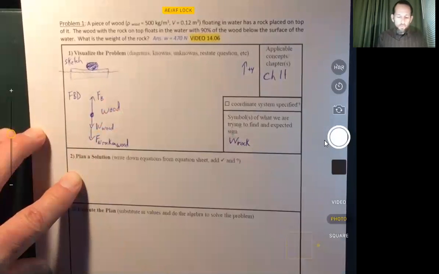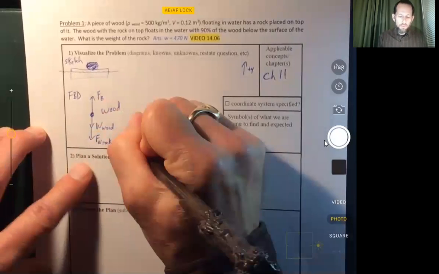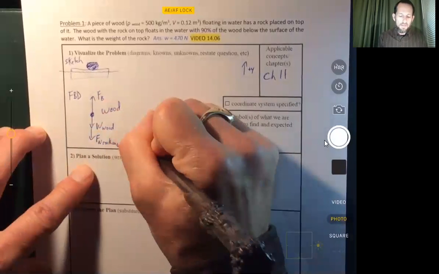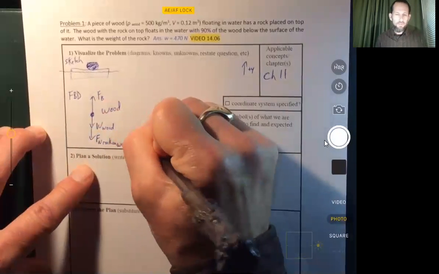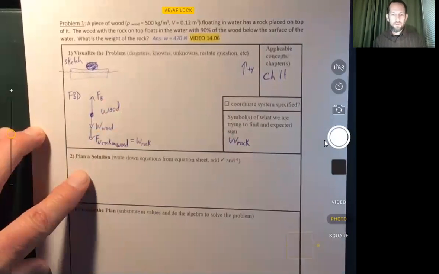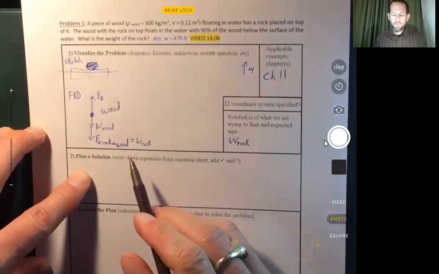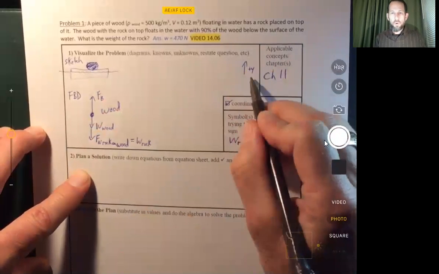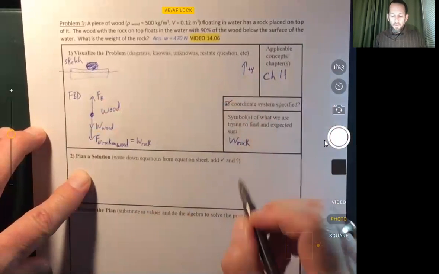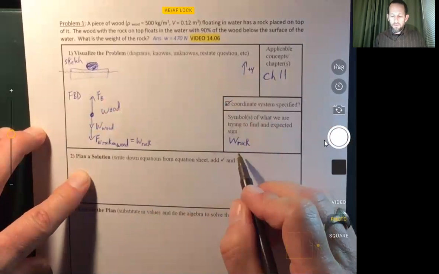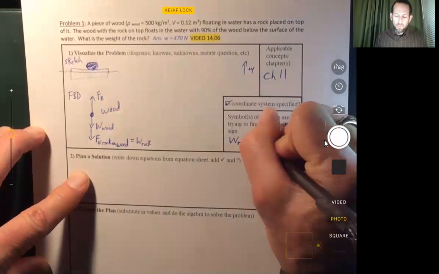But since it's in equilibrium, that normal force of the rock pushing on the wood is also equal to the weight of the rock. If it were accelerating, then that would be a different story. All right, so we've got a nice free body diagram there. We have specified a coordinate system. And we're going to be trying to find the weight of the rock. We expect that to come out to be a positive value.